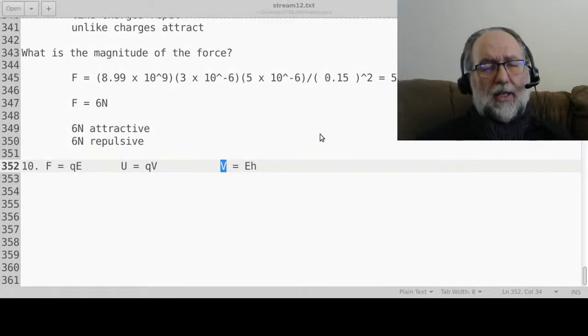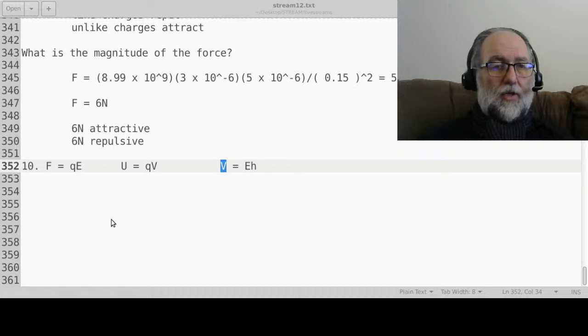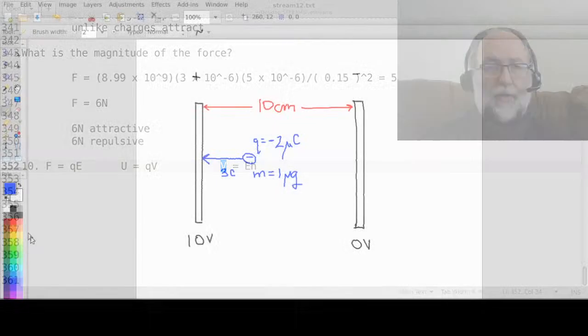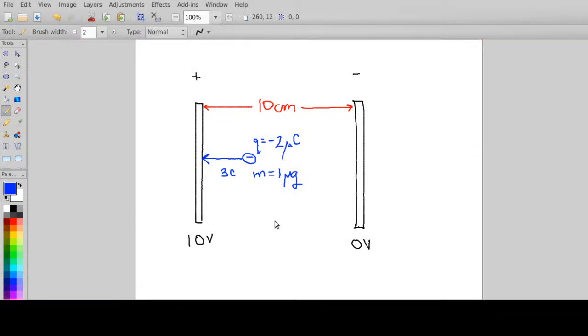Now that's a bit abstract, so let's do a problem with this, and I think it'll make it a lot clearer, okay? Actually, let me show you a picture that I prepared. Here's a picture. There are two plates here. You've got one plate at 10 volts and another plate at 0 volts. The 0 volt is usually like the negative plate, and the 10 volt here is the positive plate, okay? And I've put these two plates 10 centimeters apart, okay?